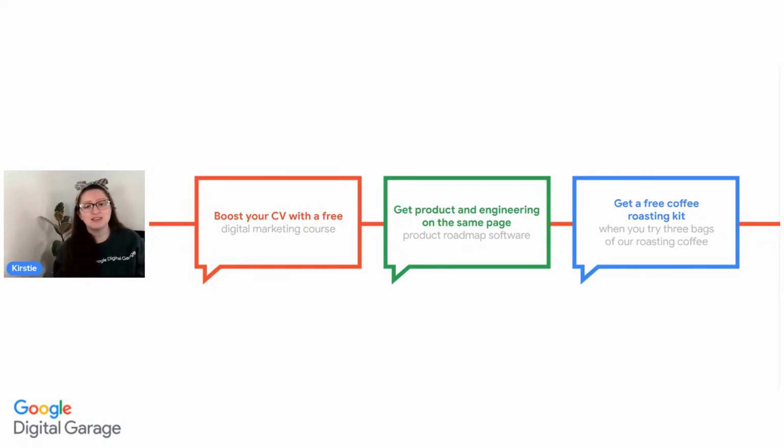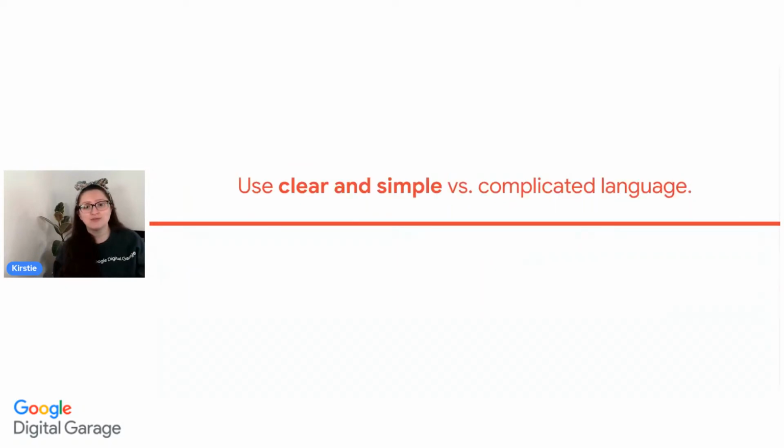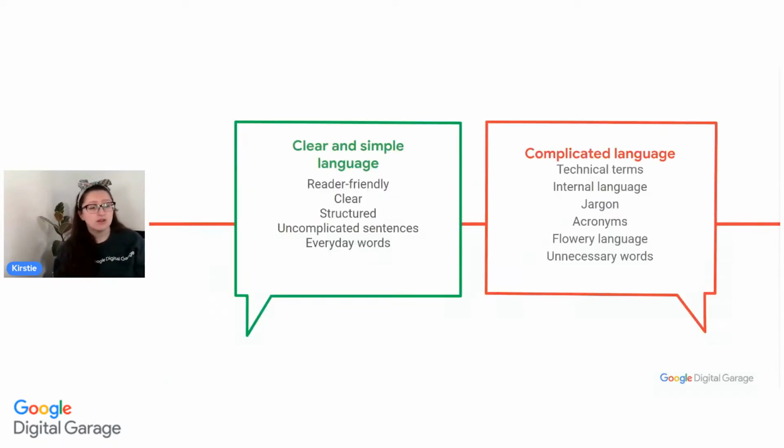So that's when we can start to think about language. Are we using clear and simple language versus that complicated language that is relevant to your industry and what you're selling? Is it reader friendly? Is it clear? Is it structured? Are you using sentences that are not complicated? And everyday words that, again, even if your customer doesn't understand some of that internal language, it doesn't mean that they're not potentially a customer.